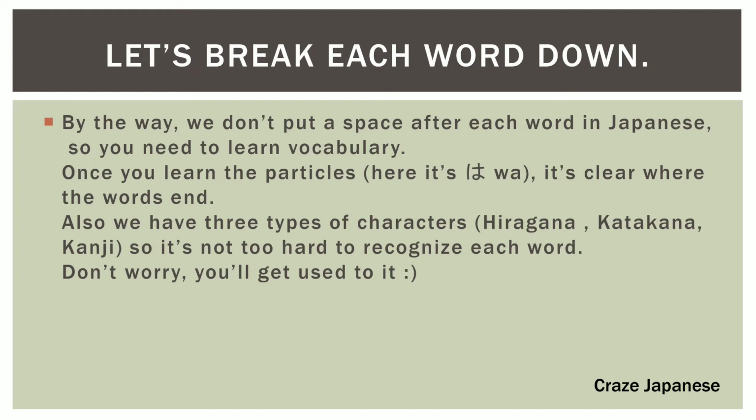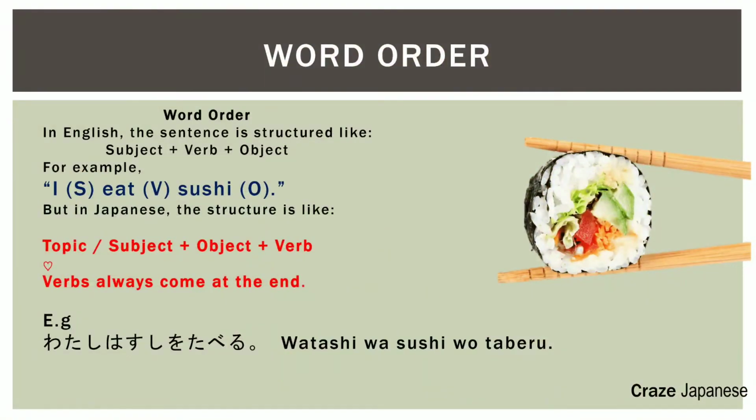Let us move to the most important part, that's word order. Word order in English is subject plus verb plus object, but in Japanese it's subject plus object plus verb. It's not difficult. First of all, take the two main parts that are subject and object we are going to talk about.